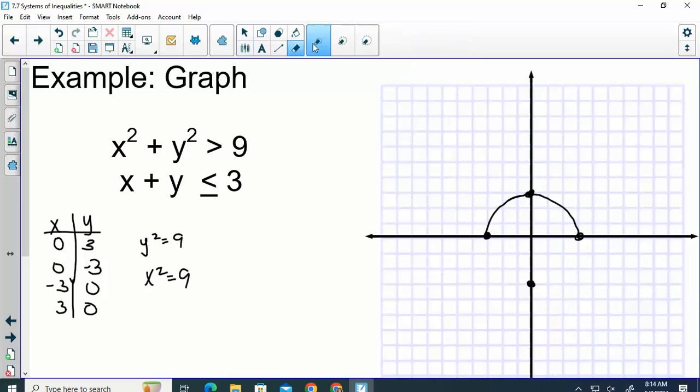Should that be a solid or dashed circle? Dashed. And why do I know that? Because it's not equal to. Because there's no equal to.